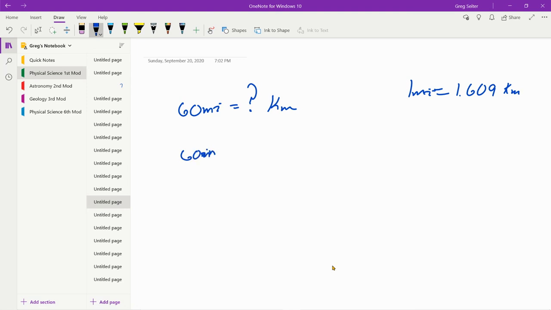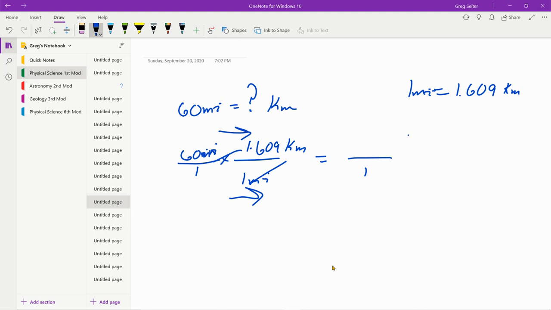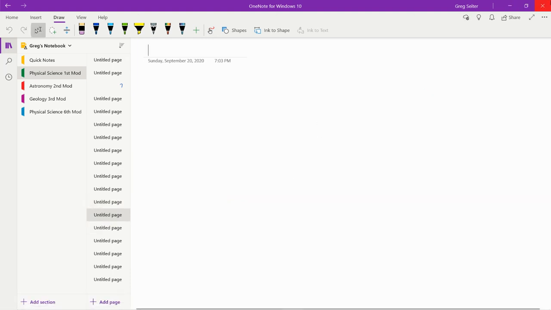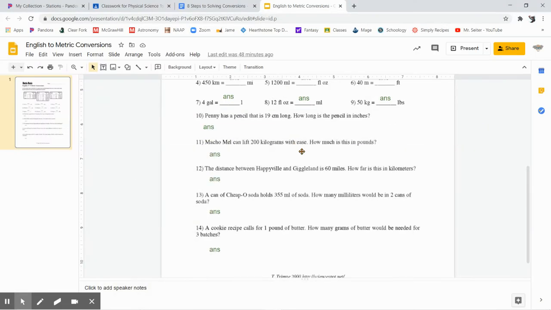Oop. Put down the end, 60 miles over 1 times 1 mile equals 1.609 kilometers. Cancel out our miles, multiply straight across. You're going to end up with a 1 down here. And then, of course, kilometers. Whatever you get up here divided by 1, that shall be thy answer. All right, let's take a look down to just the last couple problems here.